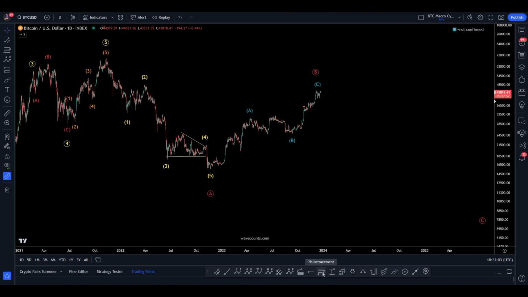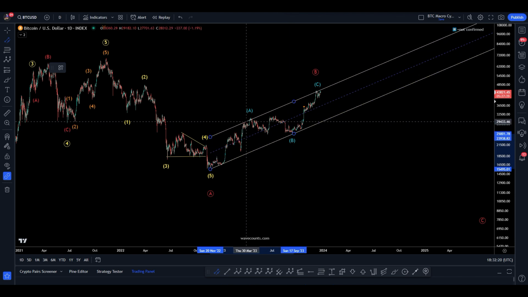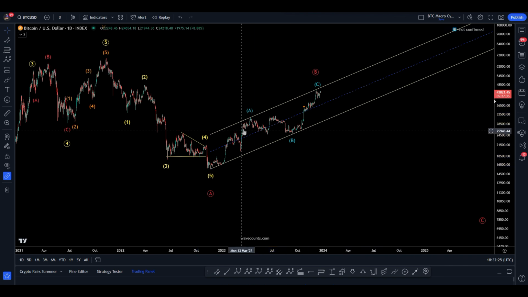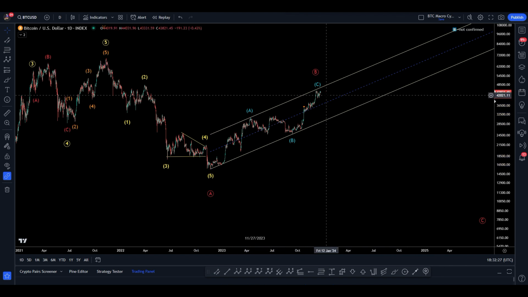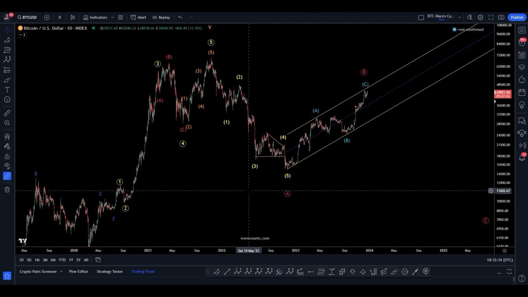Now one method I use to help find the end of these things is called channeling. All right, 3-wave moves are contained within parallel lines. So if we start at the beginning of this and we go to the end of the B wave, you drag it up to the end of your A wave. All right, this whole move is contained within parallel lines, at least so far, indicating that it's a 3-wave move.